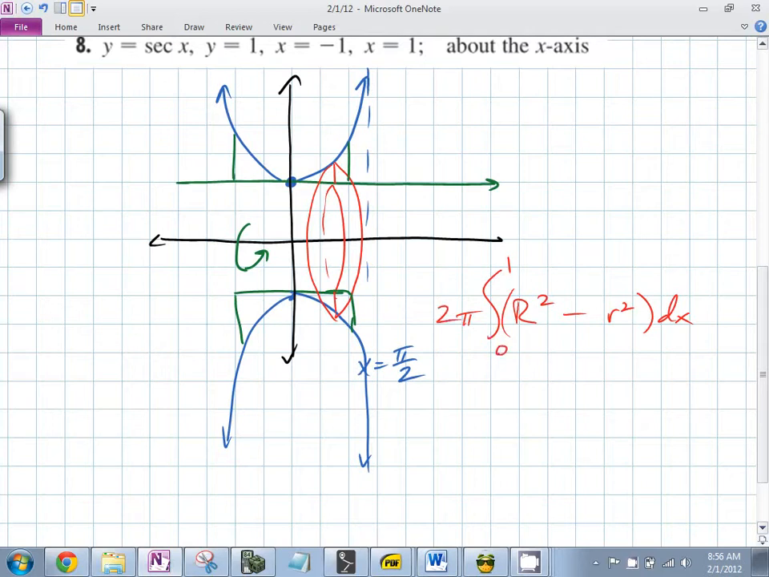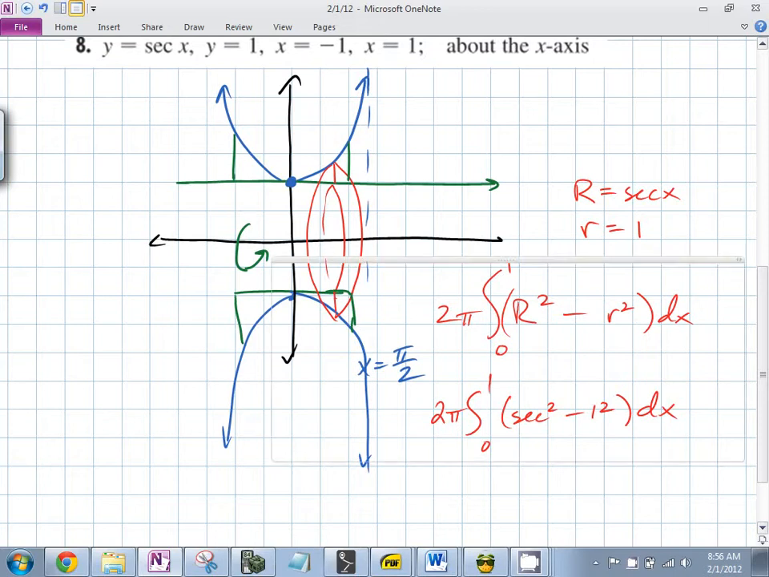In this case, what's the bigger radius? What's the upper function? Secant x, yeah. Secant x, exactly. What's the lower function? 1. Exactly, that's what you're punching out of it, right? So what do you integrate? It's 2 pi, 0 to 1 of secant squared minus 1 squared dx. Do you square this? No, that is the most common mistake on these. Do not square that. Does that look familiar?